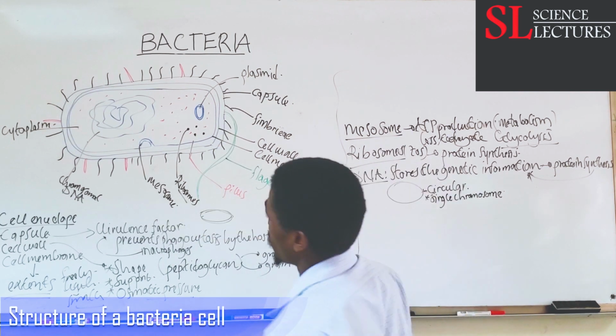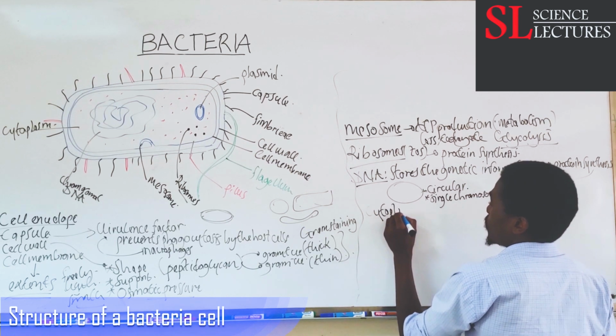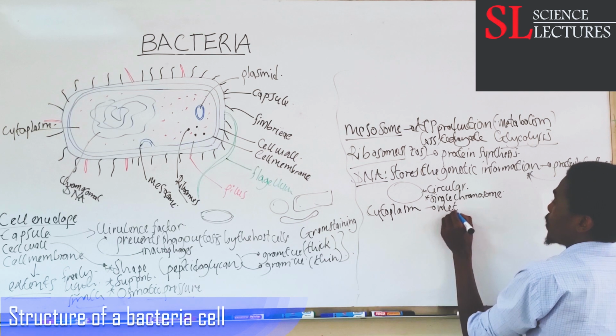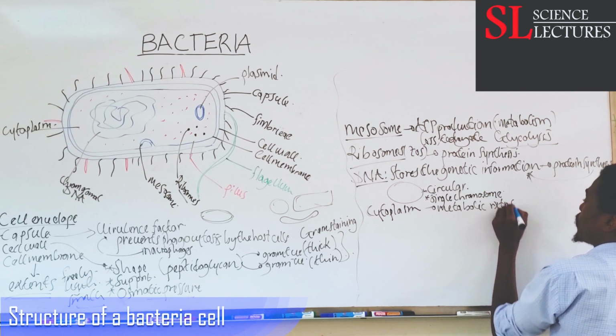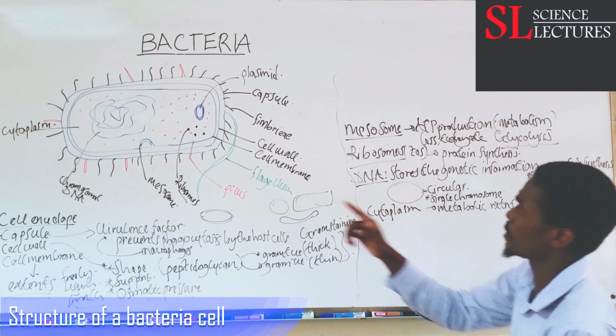Ribosomes, mesosome we've seen. Then it also has a cytoplasm, where different metabolic reactions are taking place, and where the cell organelles are suspended within the cytoplasm.